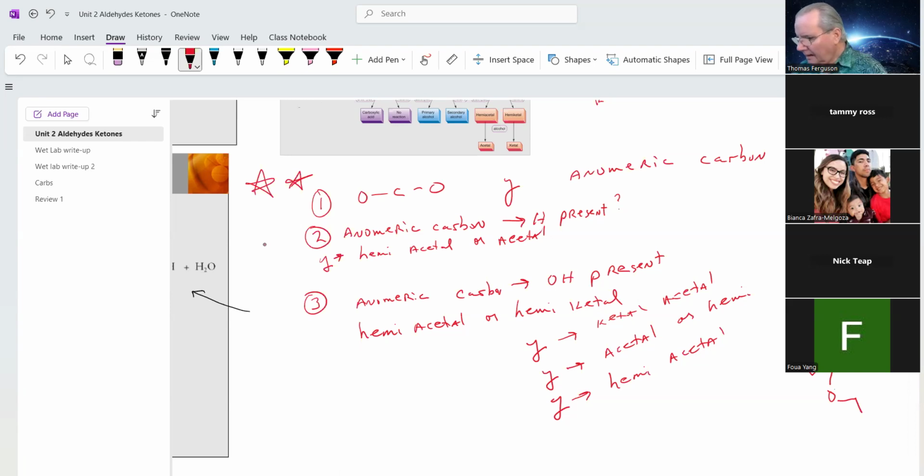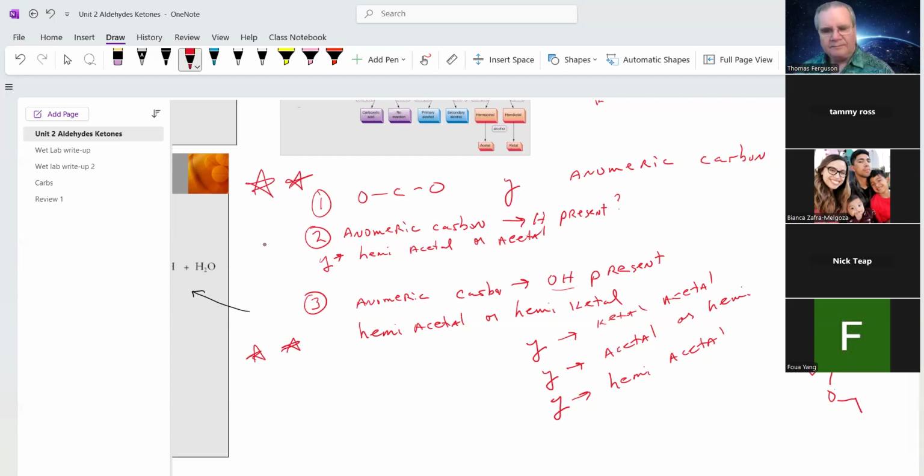And lastly, also attached to the anomeric carbon, do you have a hydroxyl group present attached to that? If yes, then you have a hemiacetal or a hemiketal. So this is an important little process to go through whenever you're trying to figure out what's going on.